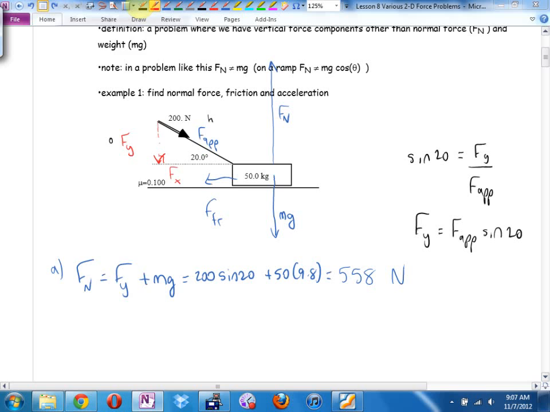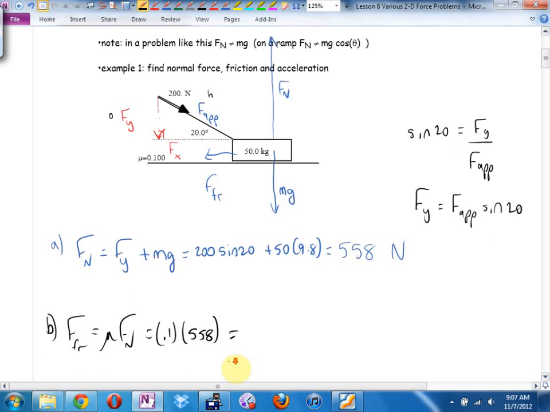So what's B want me to find? Oh, that didn't work. Let's try that again, Mr. Duke. I didn't want to go red and black. B. Friction, which is mu times the normal force, which conveniently I just found. What's mu? 0.1 times 558. I don't even think I need a calculator for that. I think multiplying by 0.1, doesn't that just divide by 10? It's 55.8 newtons.